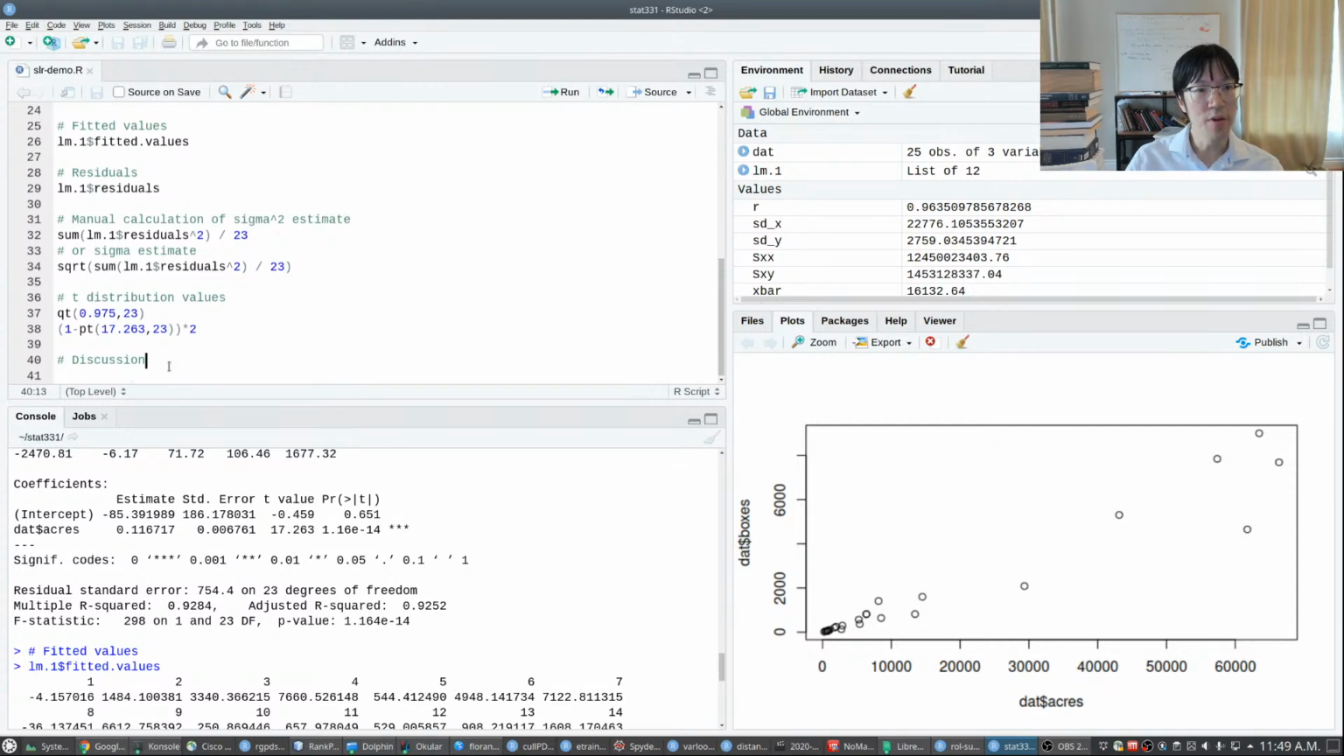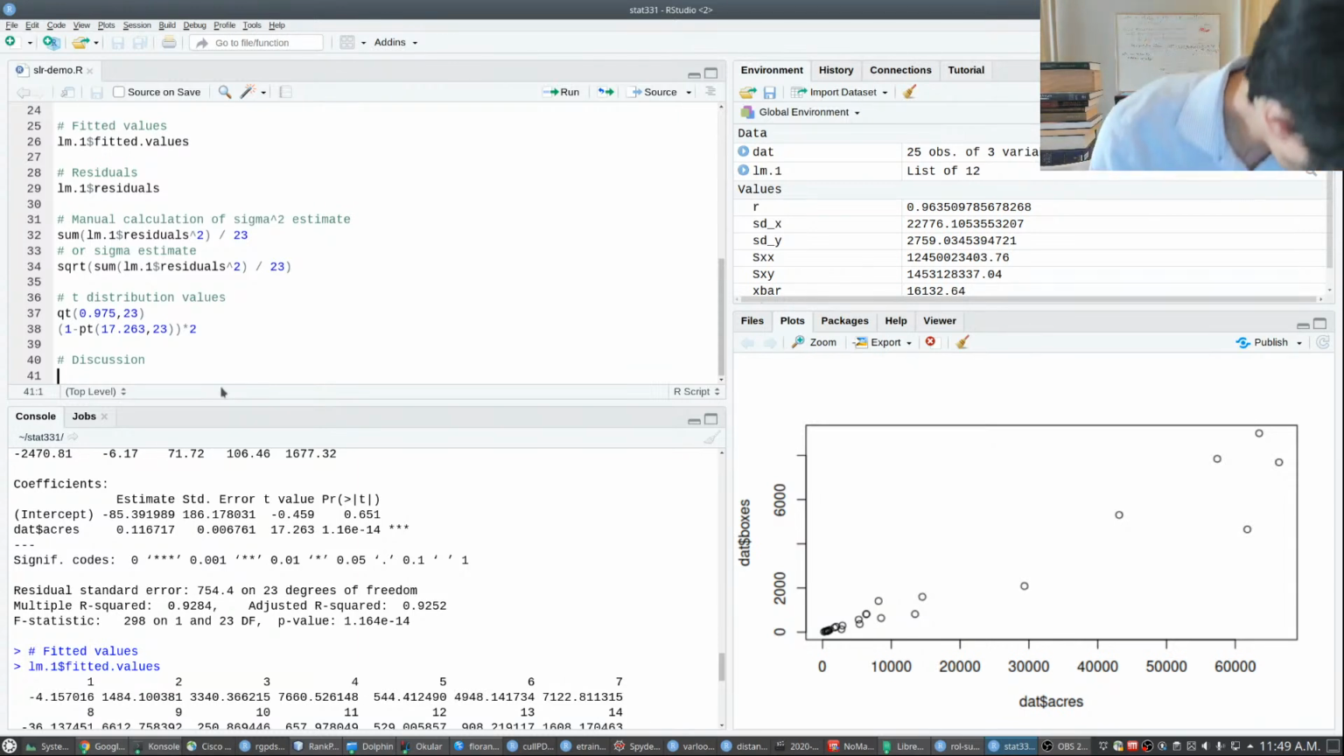Okay, so I want to end with a quick discussion about some of the points in relation to the model assumptions. So we'll look at model checking in more detail in the future, but I do want to mention a couple of things while we're on this example. In particular, if you look at this plot, you notice that when there's more acres, the output, in terms of oranges, also tends to be more variable.